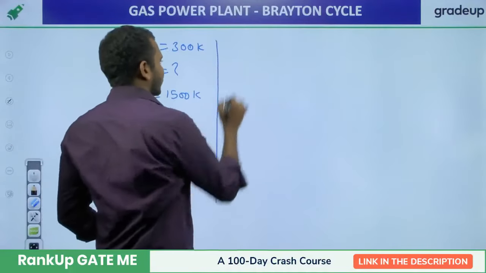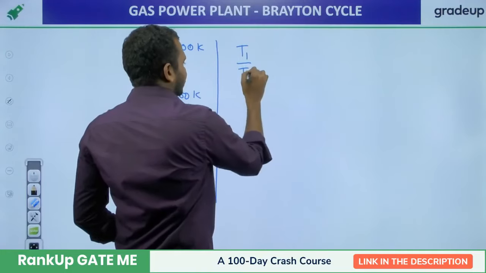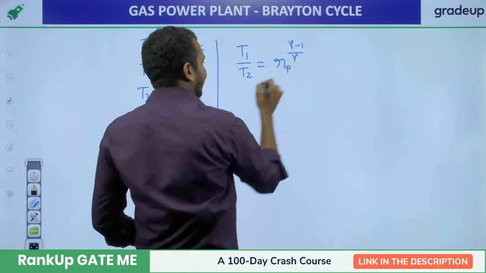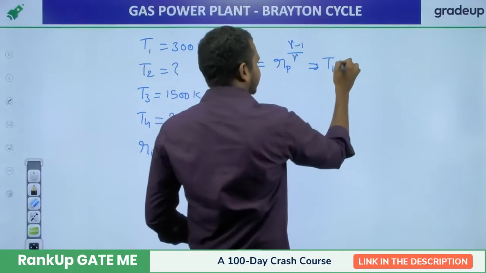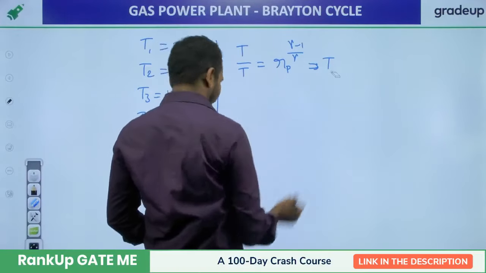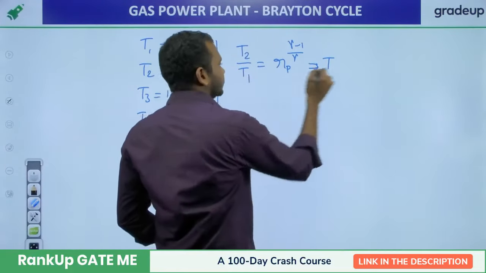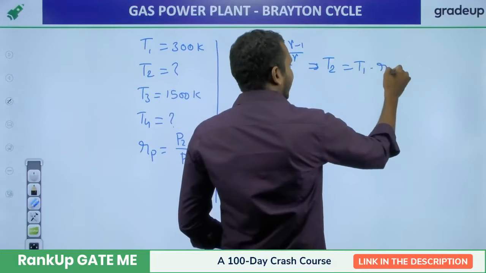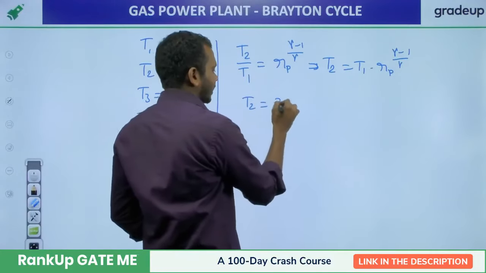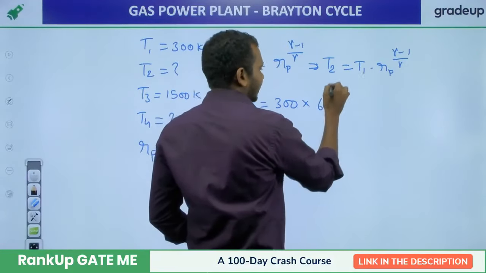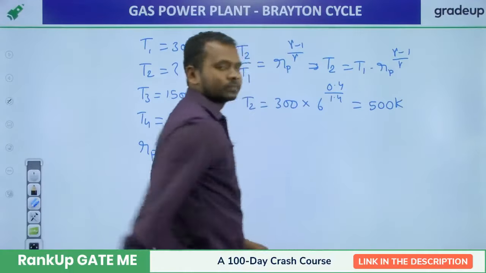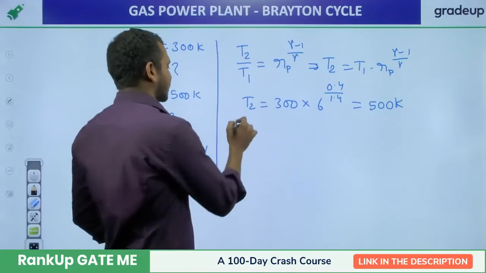Now, from the process 1 to 2, T2 by T1 is equal to RP power of (gamma minus 1) by gamma. That is, T2 is equal to T1 into RP power of (gamma minus 1) by gamma. What is T1? 300. What is the pressure ratio? 6 power of 0.4 by 1.4, which is equal to 500 Kelvin. That is our T2. Now coming to T4.